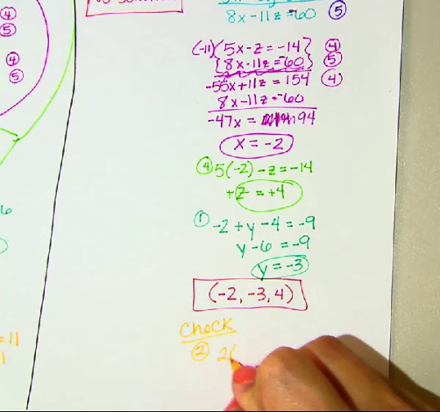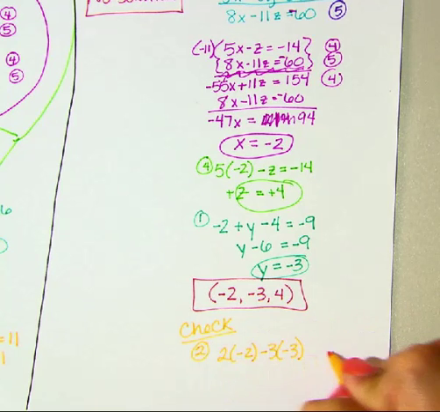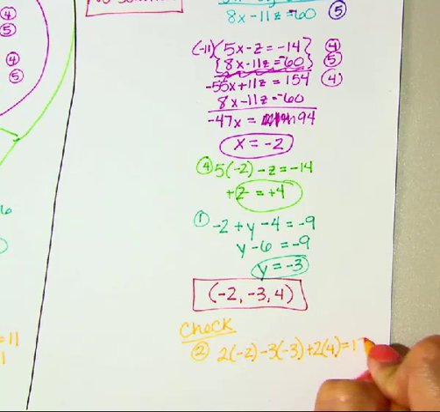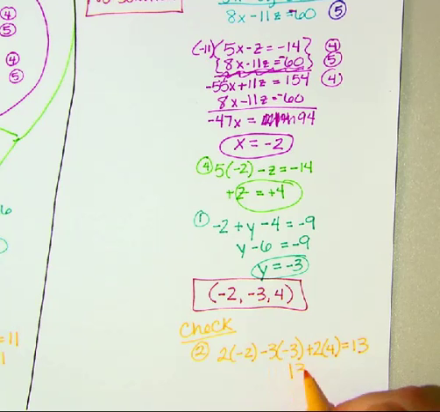So I have 2 times a negative 2 minus 3 times a negative 3 plus 2 times 4 equals 13. Well, I have a negative 4 plus 9. Remember, negative times negative makes a positive, so I'm at 5 plus 8 is 13. So that checked out.